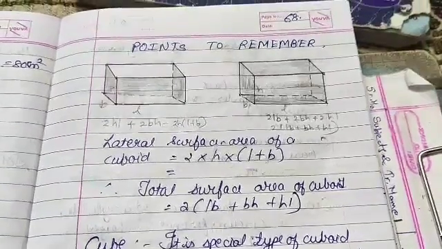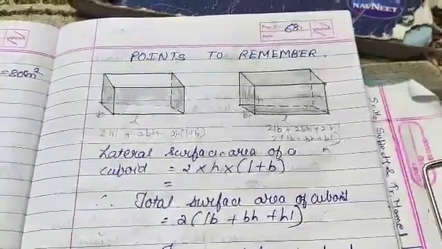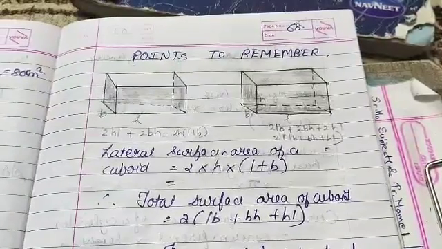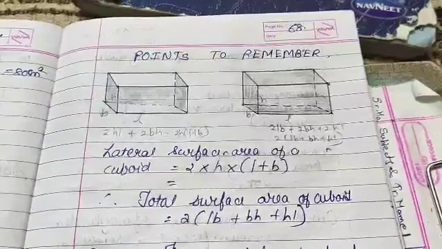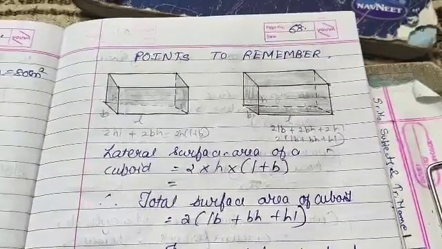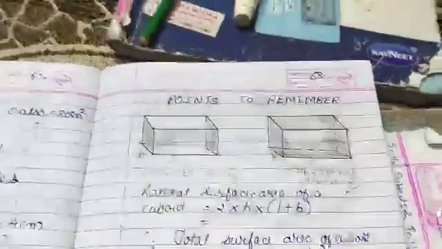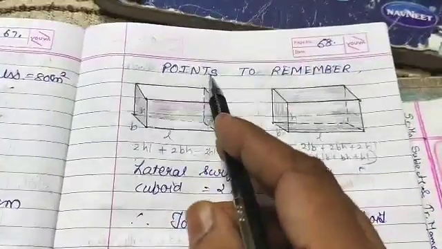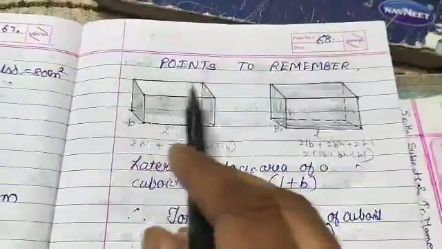Before starting exercise 11.3, we have to understand the various important formulas related to cube and cuboids. Now, first we will study the lateral surface area of a cuboid. First you have to understand what a lateral surface is. Lateral surface, dear student, means it is open from top and bottom, and only 4 walls are there.